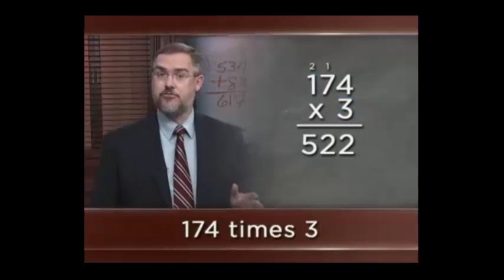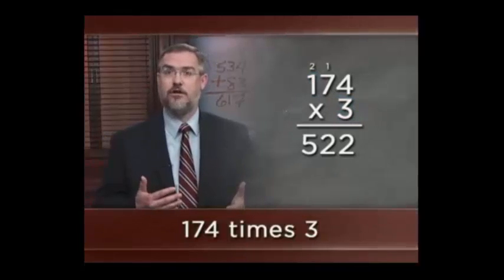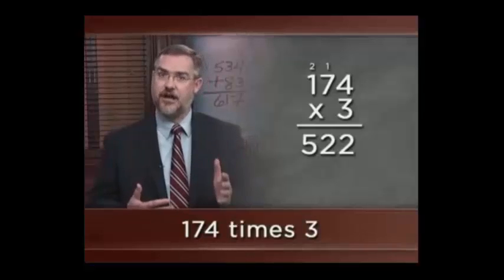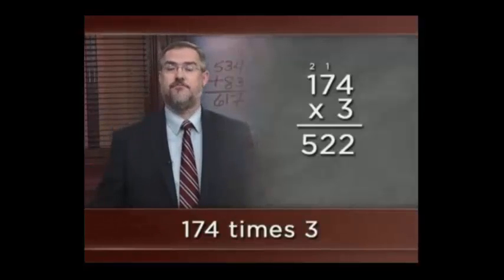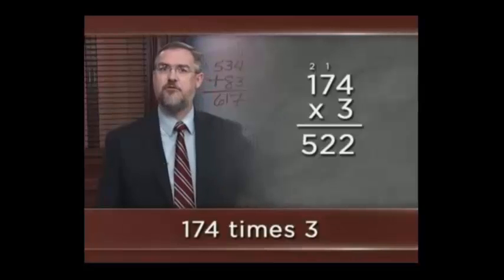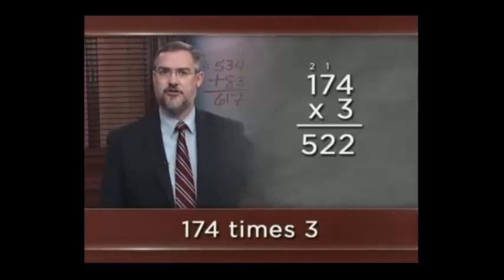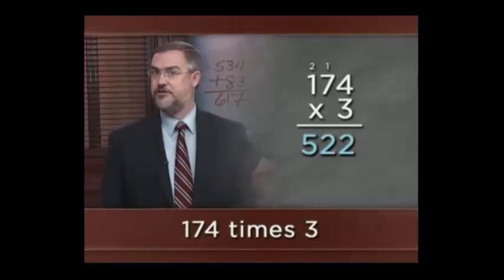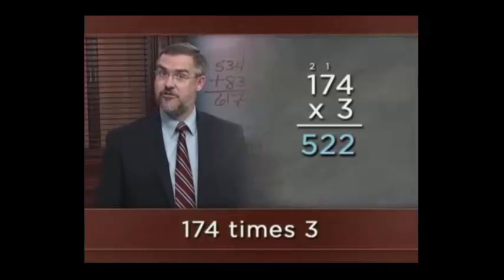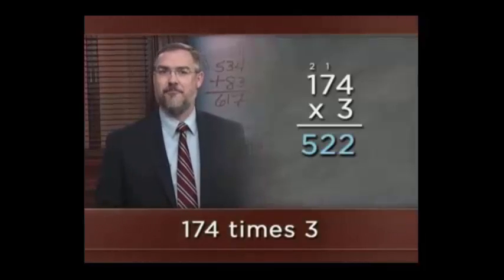We've multiplied the 3 with each of the digits in 174, the 1, the 7, and the 4, so we're done. And our final answer can simply be read off in the answer location. It's 522. Now, is that the answer that you got? If it is, then you did a great job.